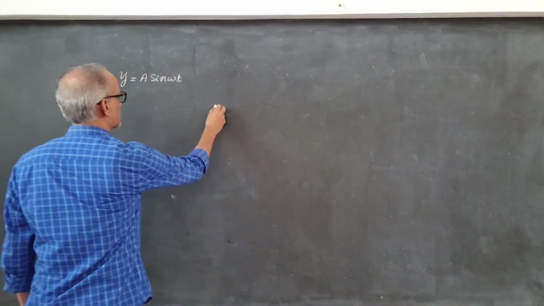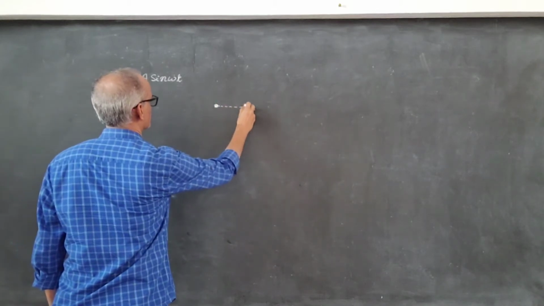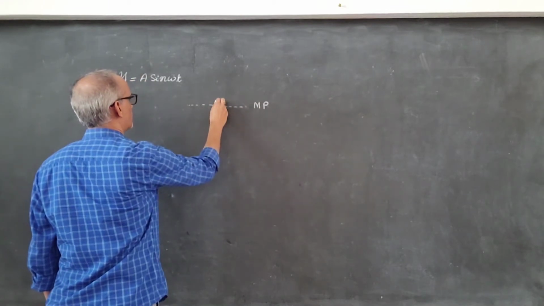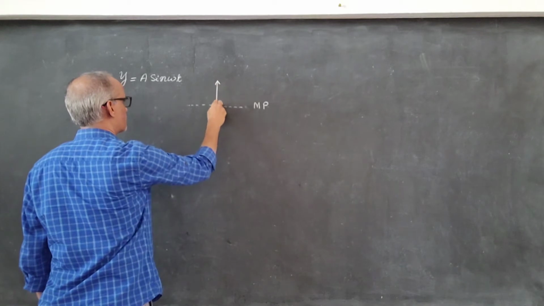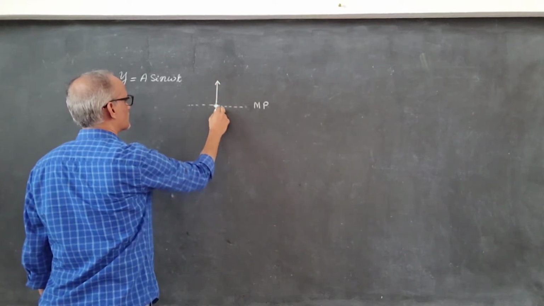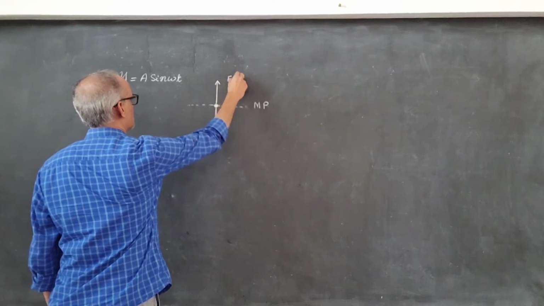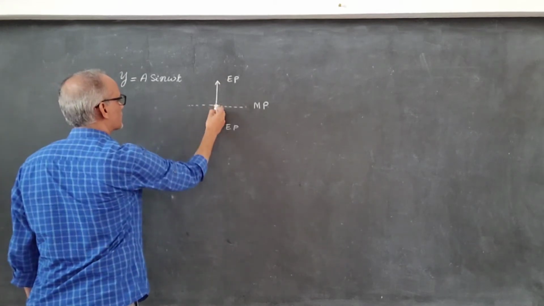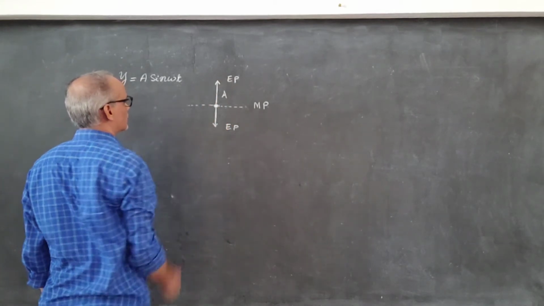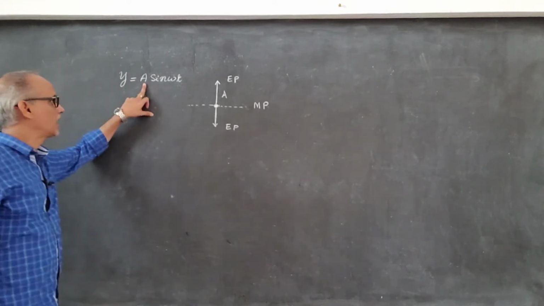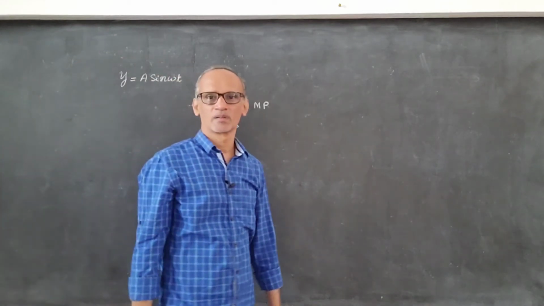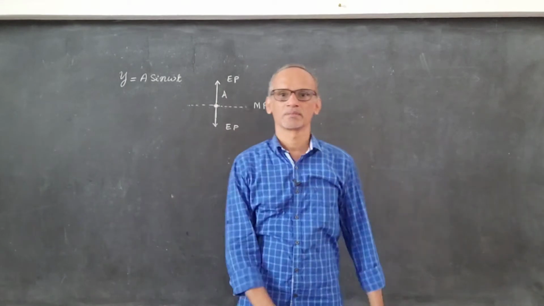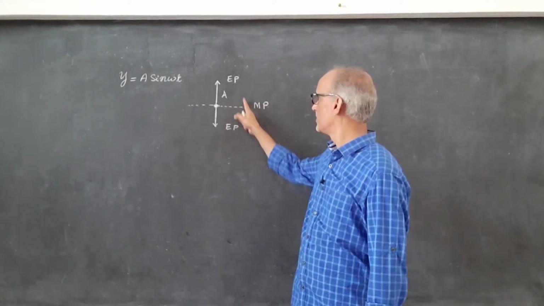If the particle is here initially, this is called the mean position. If it vibrates upward and then comes to the mean position, and again goes downward and comes back to the mean position, these are called extreme positions. From the mean position to the extreme position, the displacement is denoted by A, and that is called the amplitude of vibration. What is amplitude? It is the maximum displacement from the mean position, or the distance between the mean position and the extreme position.